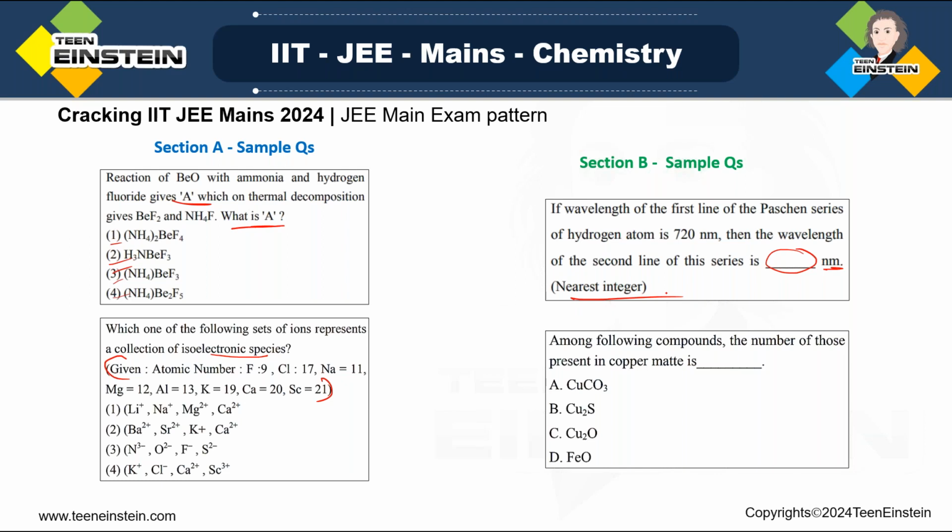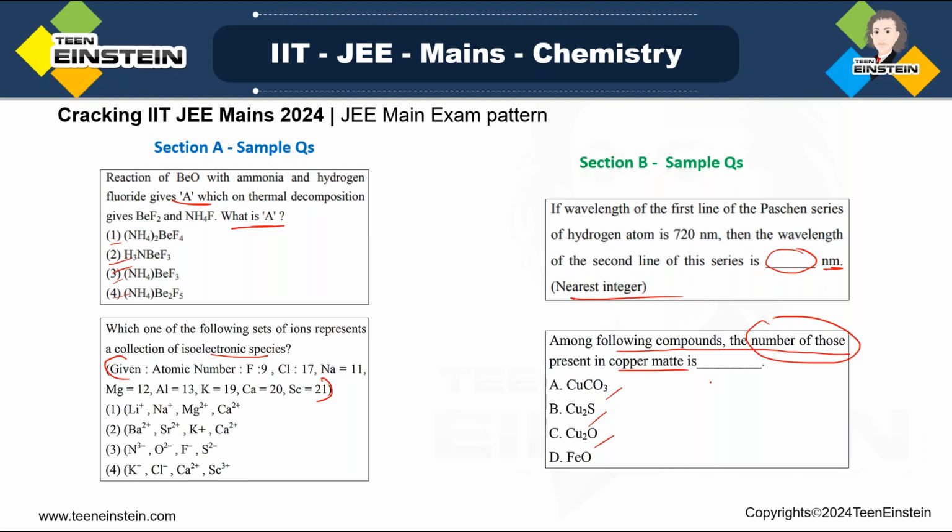Now look at the second question. At first glance, it seems that you have to choose an answer, but actually it is not. Look at the question carefully, read it carefully. It is simply asking, among the following compounds, the number of those present in copper matte. So it is the number of those, not which compound is present in copper matte. It is the number that you have to put.